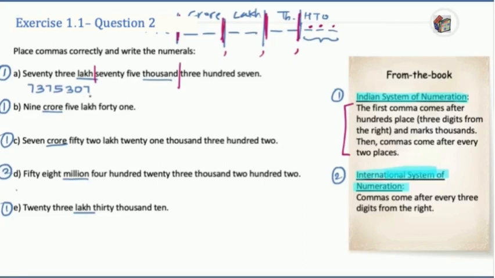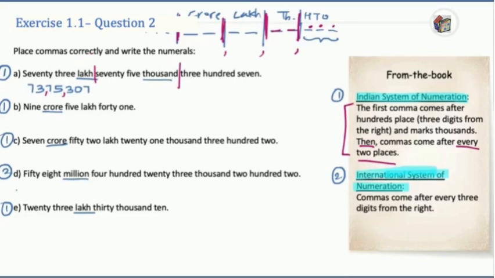So if I do that in this part here, part A, then the first comma comes here and marks the thousands place. Then commas come after every 2 places. After that, you see how I kept counting 2 places and put this mark? You count 2 here, you have 5 and 7, put a comma. 3 and 7, I would have put a comma, but my number just ended right here. So this is exactly what you had to do for part A. We wrote the numeral and then we put the commas also.